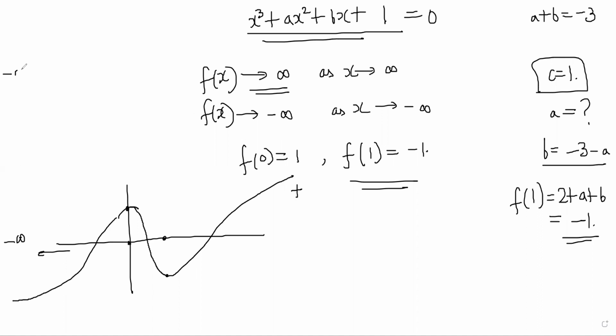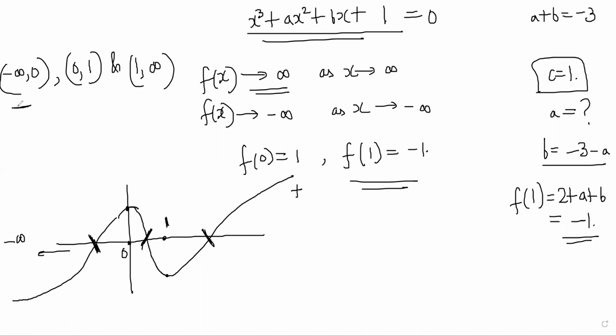Now we have three intervals: -infinity to 0, 0 to 1, and 1 to infinity, right? This point is the 1 point, and this is the 0 point. There is one root here somewhere in between, one root here, and one root here. In these three intervals, the sign of the function is changing, and f of x is continuous and differentiable. So it will definitely have roots in these three intervals. We don't know the location of the roots, but we are assured that there will be one root here. So that means there are three distinct real roots for the equation, right?